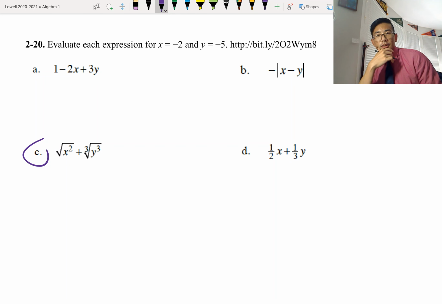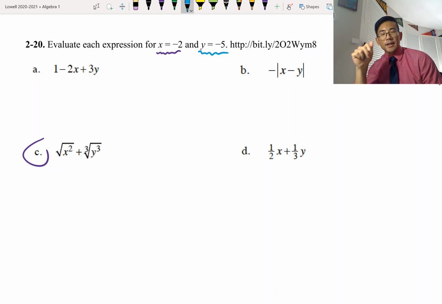So the problem itself seems simple enough. Evaluate each expression if x equals -2 and y equals -5. So really all this means is, wherever you see an x, plop in a -2. Wherever you see a y, you're going to plop in -5. But C does look kind of funky. And if you think so, well, I definitely think so too. So let's take a look.